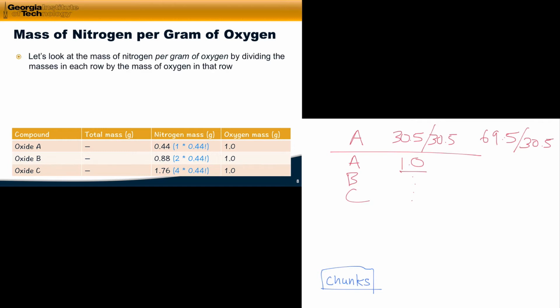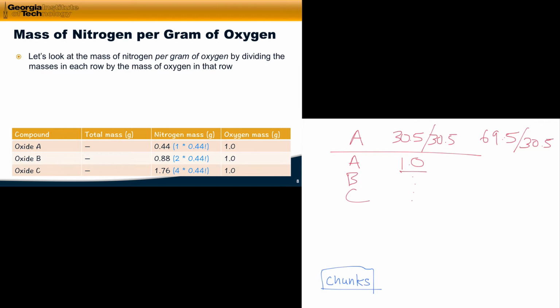That's what's shown for you here. Now I've taken the masses of oxygen in each oxide and divided the nitrogen and oxygen masses by that mass of oxygen. So we get 1.0 grams of oxygen, and we get the mass of nitrogen per gram of oxygen in each oxide. And we see oxide A has the smallest mass of nitrogen per gram of oxygen at 0.44. Oxide B has twice as much, and oxide C has 4 times as much.